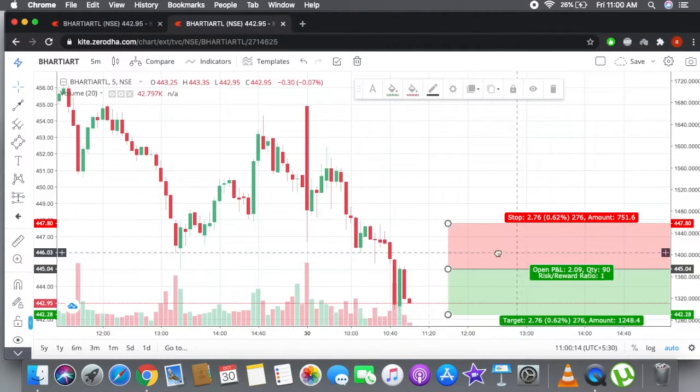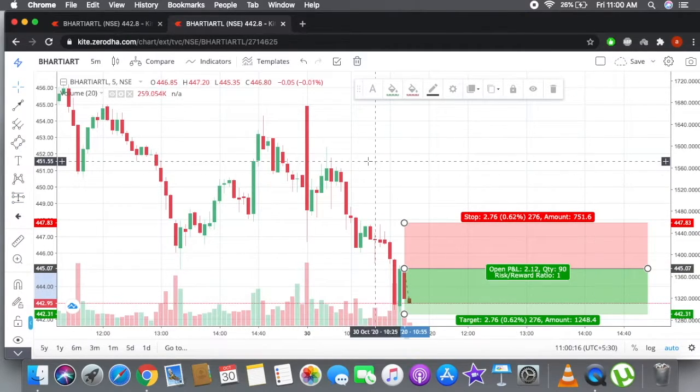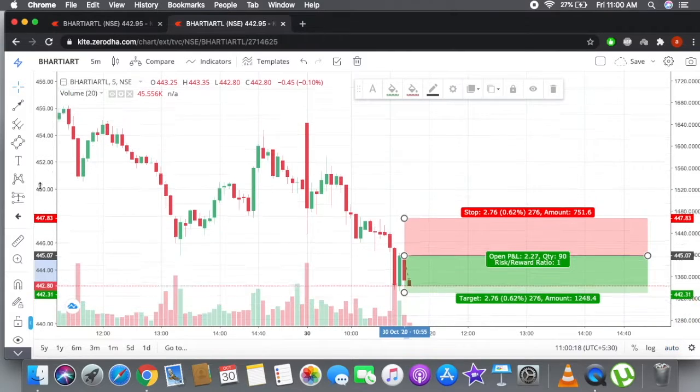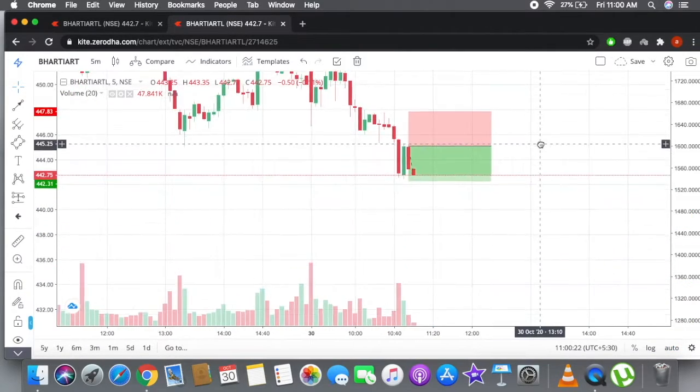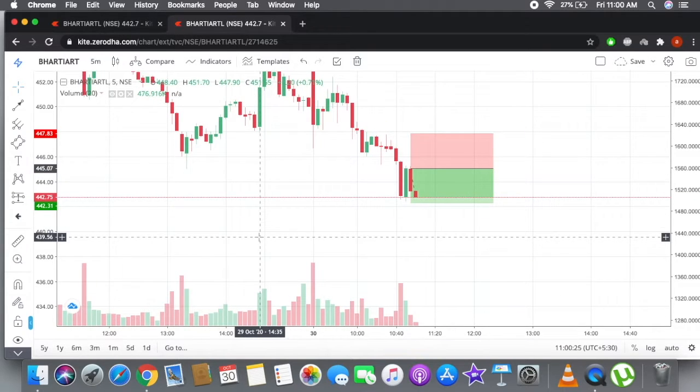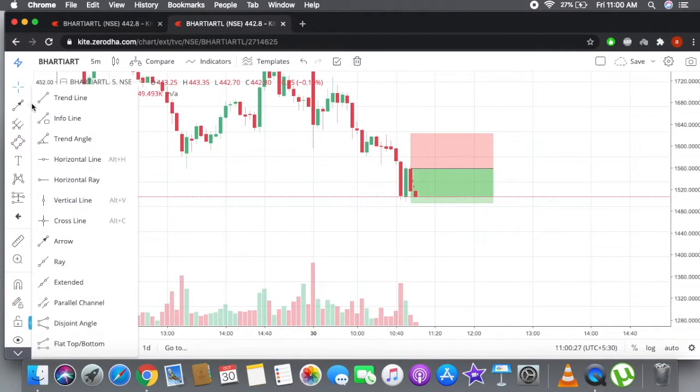Hi guys, so I'm back with another live trade on Bhartiartl today. As I was looking into the chart, I'm seeing there was a support being formed on Bhartiartl. So there were several reasons to make this trade.